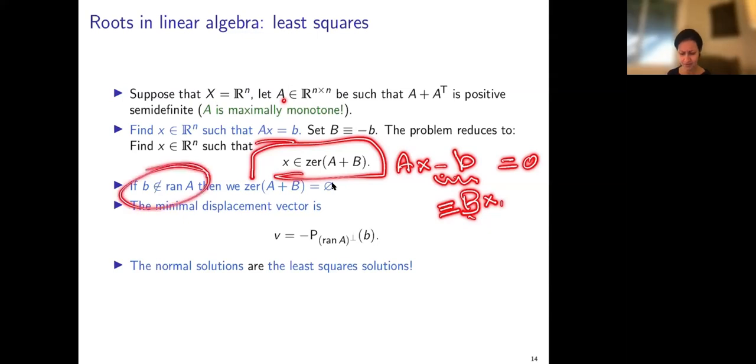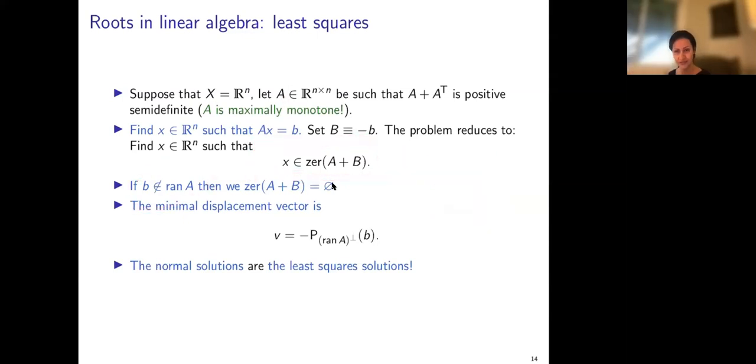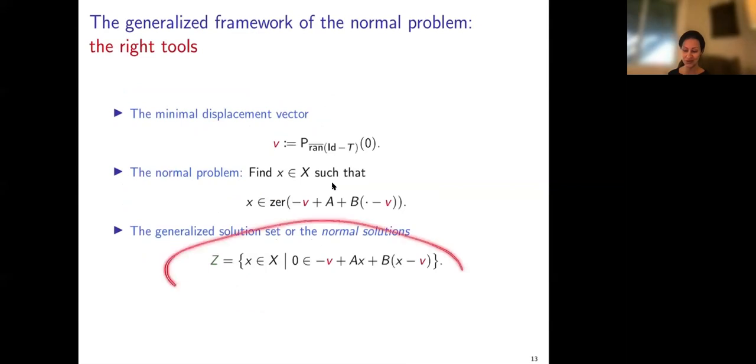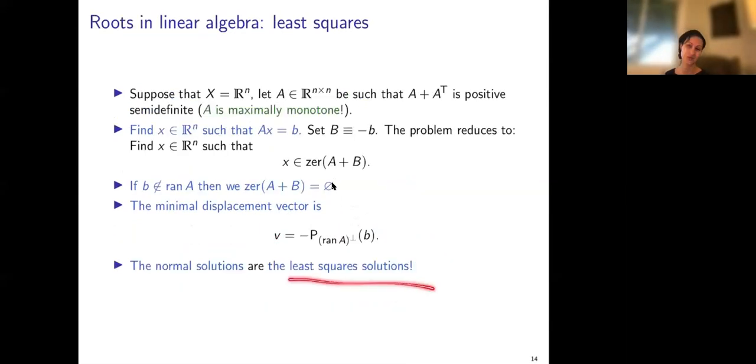And similar to what I talked about earlier, if b is not in the range of A, then we have a problem, the red problem. And we start calculating the minimal displacement vector, which in this case we found is actually the projection of minus b onto the orthogonal complement of the range of A. And in this case, the normal solutions that we just talked about are the least squares solutions. So that was promising, that we are at least recovering something that's known. So we might be on the right track.